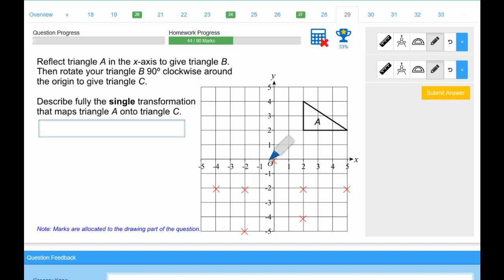Is it a rotation? Well, it could be a rotation, except that if I was rotating it, I think I would end up with something like this. It would be that shape rather than this shape. So that suggests that it's not going to be a rotation. Well, what about a reflection? It's not going to be in the x-axis or y-axis. But what about a reflection going that way?